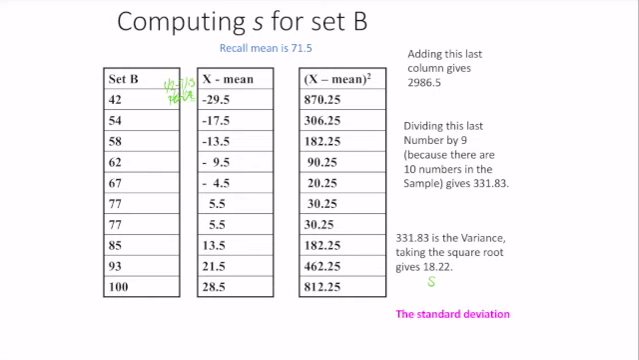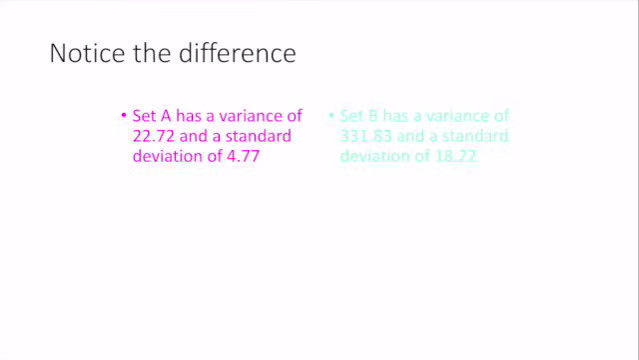So let's compare these two sets. A has a variance of 22.72 and a standard deviation of 4.7, while B has a standard deviation of 18.2. We could already tell from the range that B was more spread out than A, but now we have a way to quantify it.